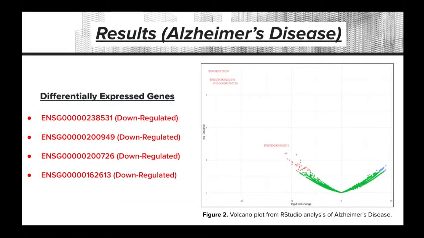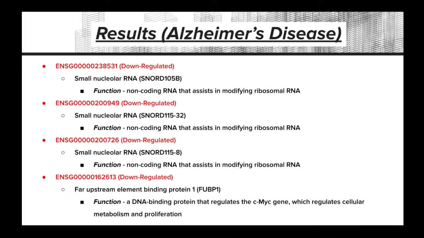So these were the results for Alzheimer's disease. There were 4 differentially expressed genes, and they were all downregulated. So 3 of the downregulated genes from Alzheimer's were small nuclear RNA, and the function of small nuclear RNA is it's a non-coding RNA that assists in modifying ribosomal RNA. And the last one was a far upstream element binding protein, which is a DNA binding protein that regulates the c-Myc gene, which regulates cellular metabolism and proliferation.